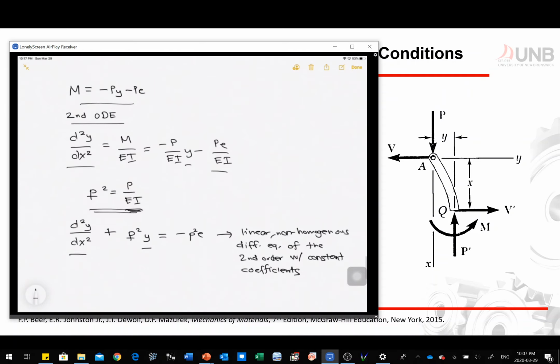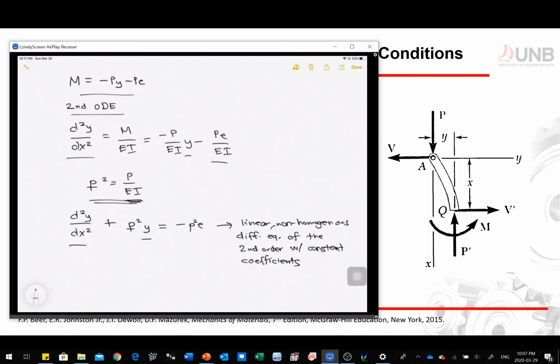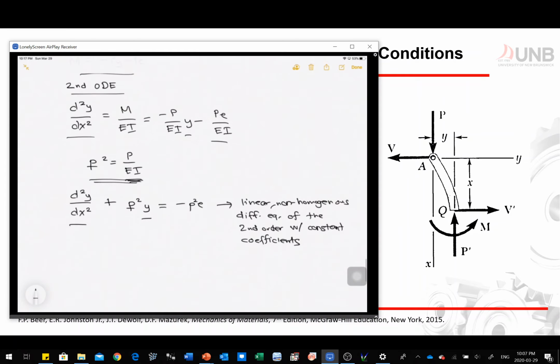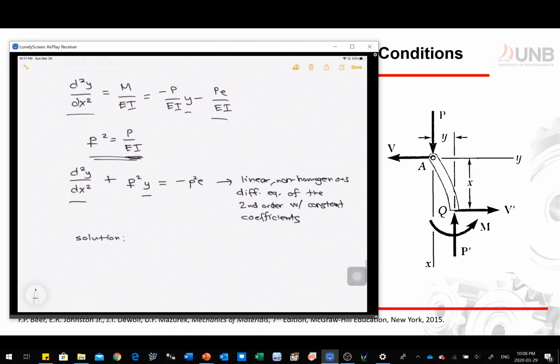Now, we're not going to discuss the details of this calculation, but the solution that you will get is somewhat similar to the previous one that we discussed in the previous lecture. So the solution for this differential equation is the following. What you will get here is y is equal to A sine small p x plus B cosine small p x minus e.